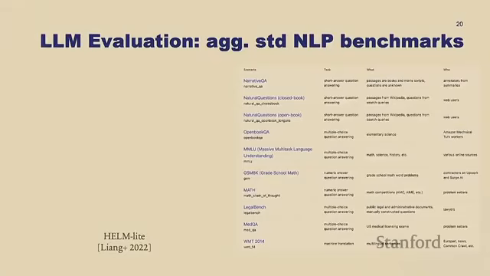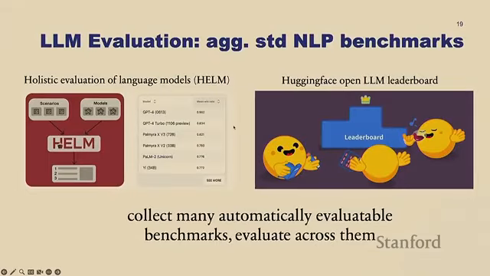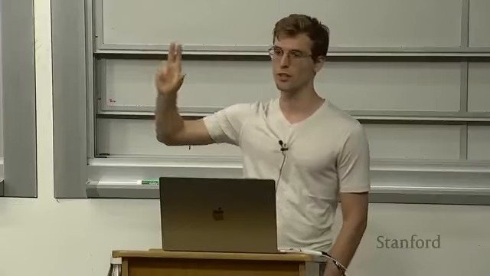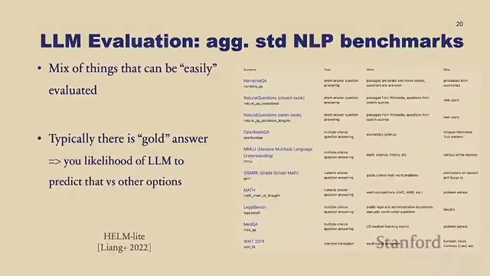One such, or actually two such benchmarks, are what we call HELM, which is from Stanford, and the Hugging Face Open LLM Leaderboard, which are probably the two most common ones right now. Just to give you an idea, in HELM there are all of these types of tasks, which are mostly things that can be easily evaluated, like question answering. So think about many different question answering tasks. The benefit with question answering is that you usually know what the real answer is.